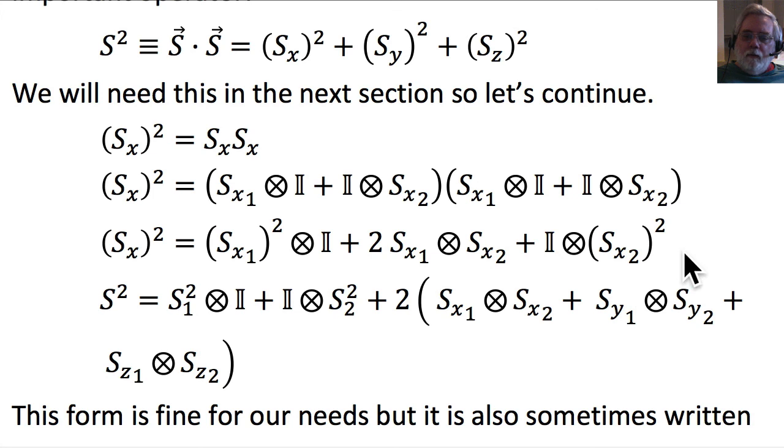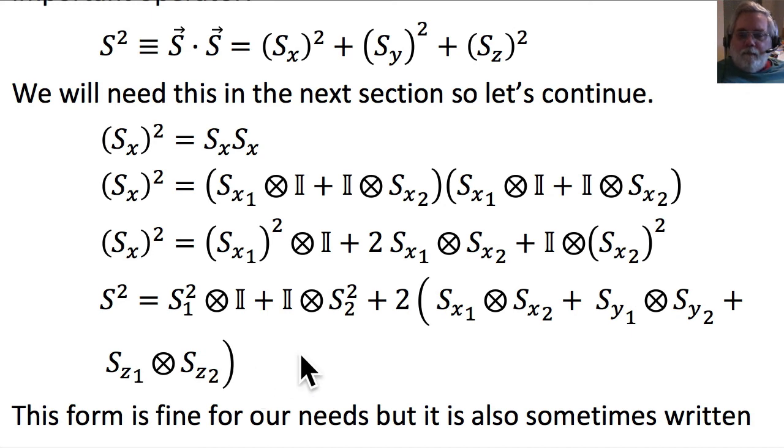And this term here, we're going to get identity tensor product with S2 squared. So S1 squared, those are operators only on the spin state of particle 1. S2 squared is an operator on the spin state of particle 2. However, we also are going to have these terms: 2 times parentheses Sx1 tensor Sx2 plus Sy1 tensor Sy2 plus Sz1 tensor Sz2, and those don't magically go away. So we need to keep those.